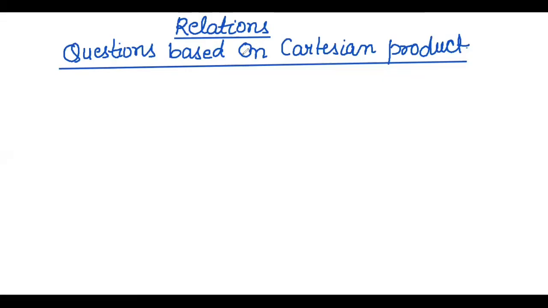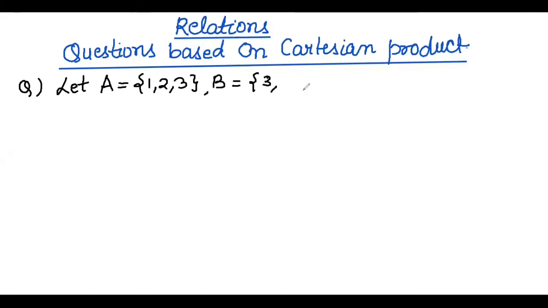Hello everyone. Now we will discuss some questions based on Cartesian product. So I am taking one question. Question is, let A equals 1, 2, 3, B equals 3, 4, and C equals 4, 5, and 6.